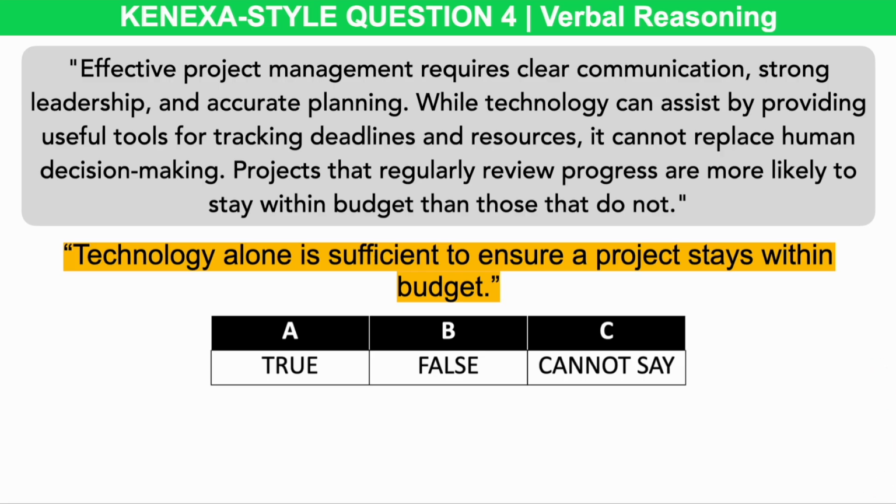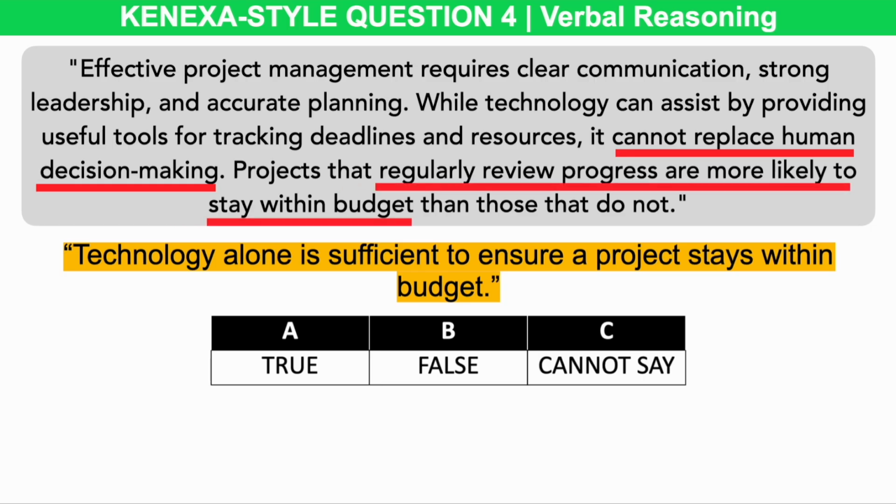Okay, how did you get on? Let's break down the answer together. So the passage says that technology cannot replace human decision-making, and that regular progress reviews help keep projects within budget. Therefore, the statement that technology alone is sufficient directly contradicts the passage, making the correct answer B, false.